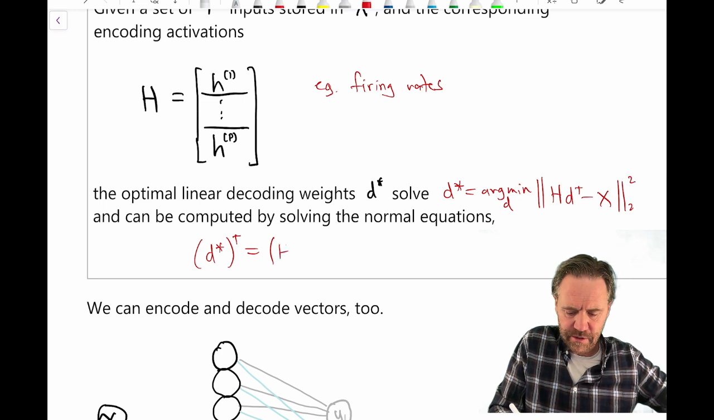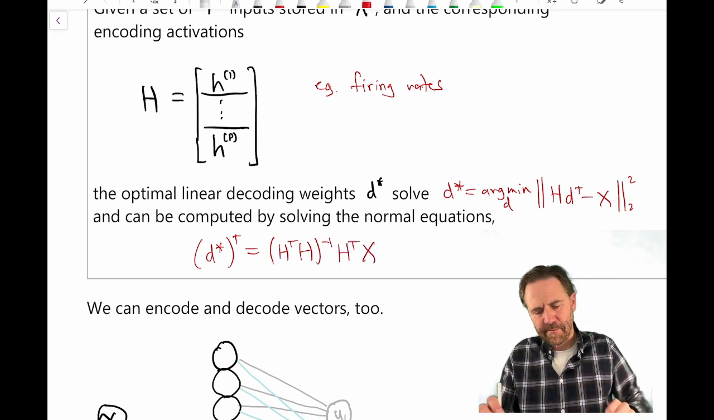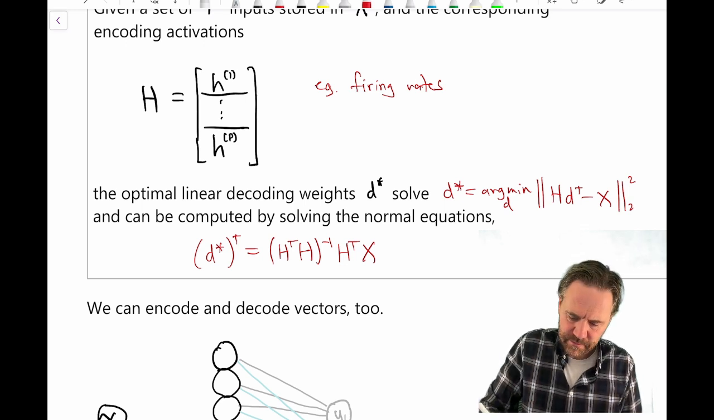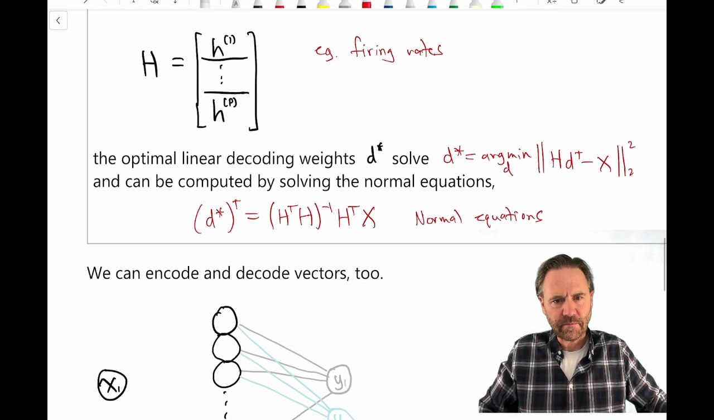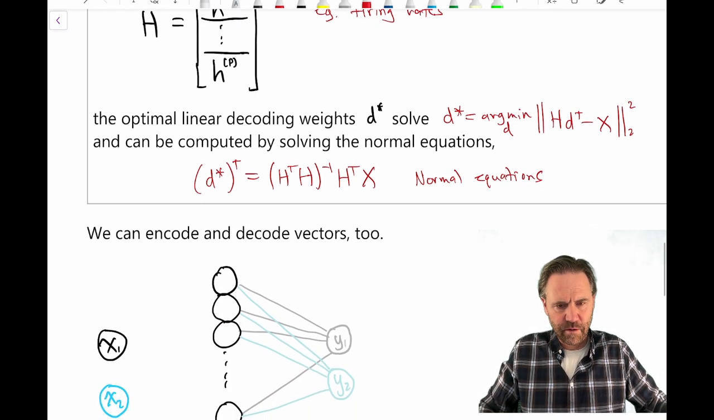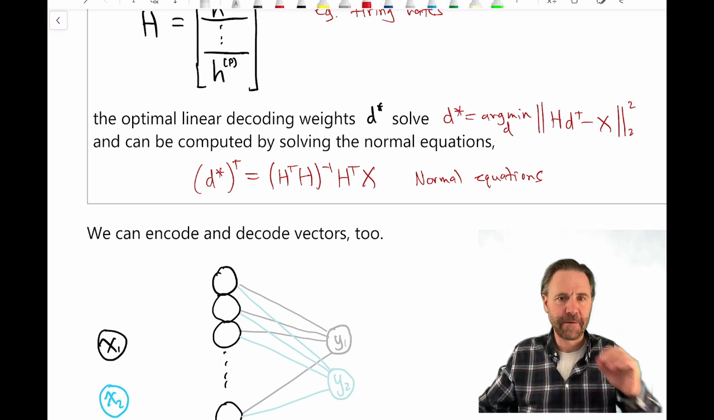Okay, what's the solution of the normal equations? H transpose H inverse, H transpose times X. The normal equations. Okay. So that works. Let me see if I can demonstrate that.